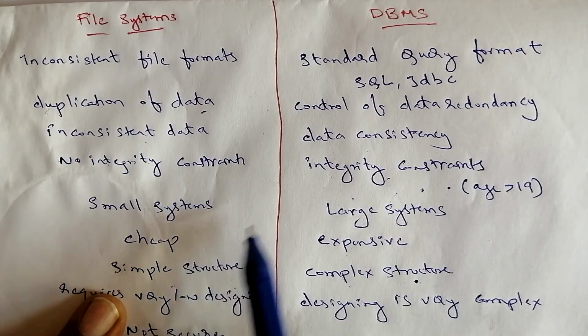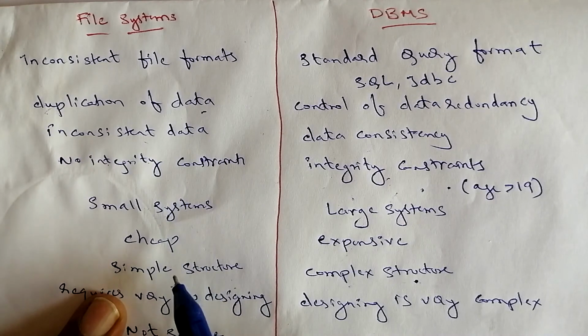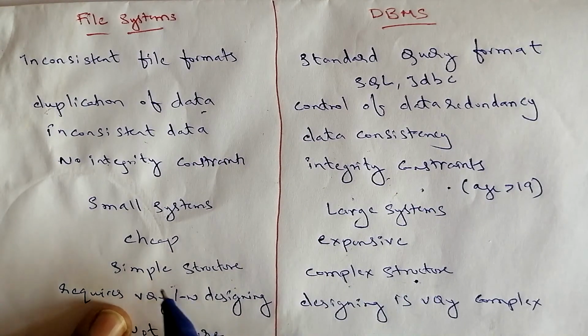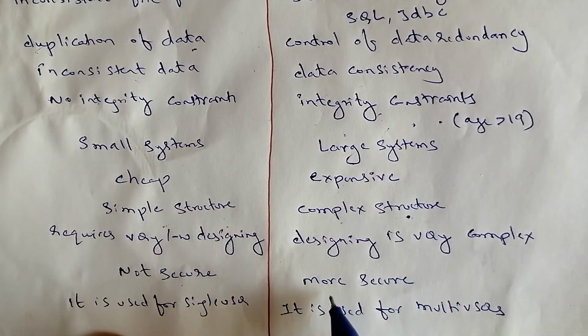File systems are very cheap, and DBMS is the most expensive. File systems are easy to build and have a very simple structure, whereas the DBMS has a complex structure. File systems require very little designing, whereas in the DBMS designing is most important and very complex. File systems are not secure, whereas DBMS is more secure. File systems are used for a single user, but the DBMS is used for multiple users. That is, it is shareable. It is the biggest advantage of the database.